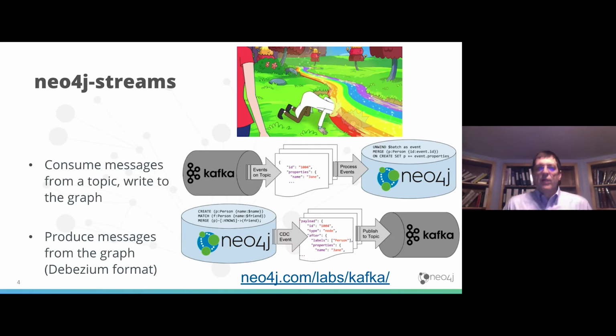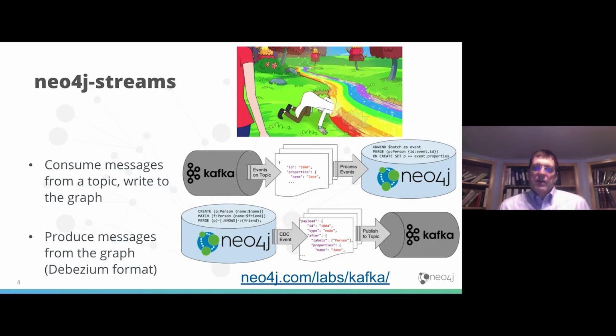Our first component to connect Kafka and Neo4j is Neo4j Streams. This is a plugin that Neo4j provides. It allows you to consume messages from a topic and write that to the graph using Cypher.